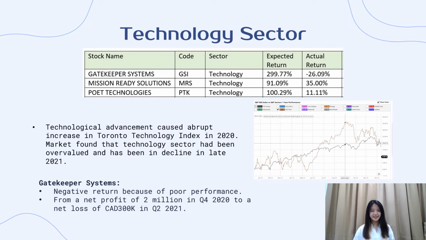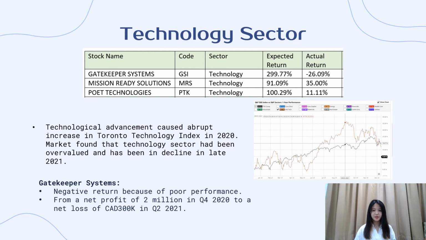For the technology sector, the actual return on all 3 companies are lower than the expected return, yet 2 of the stocks are still in profit. According to UNCTAD, innovation of artificial intelligence, nanotechnology, and robotics had caused an abrupt increase in the Toronto Technology Index from 2020 and started to decline in September 2021 when the market found that the technology sector has been overvalued. Nevertheless, this momentum has successfully led to positive returns from Mission-Ready Solutions and Poyer Technologies.